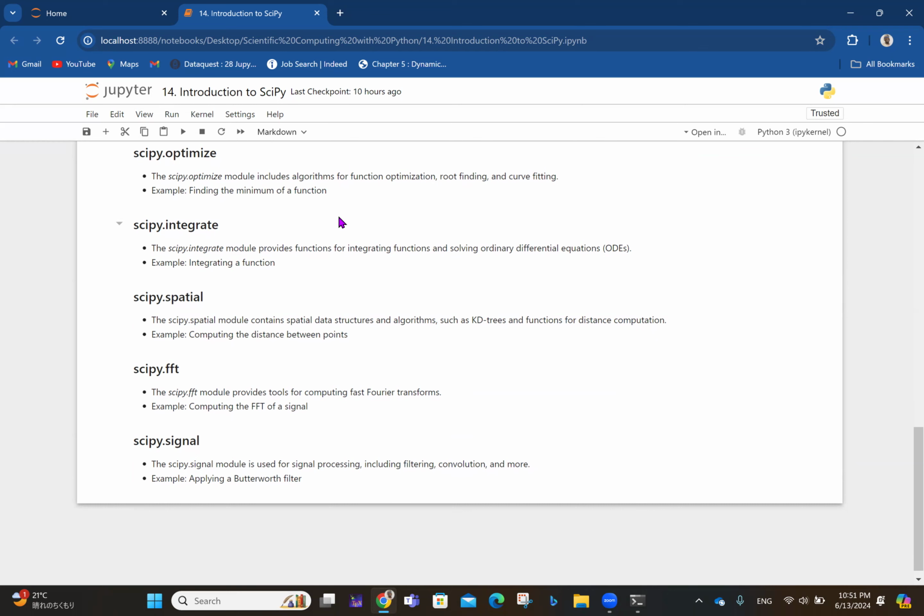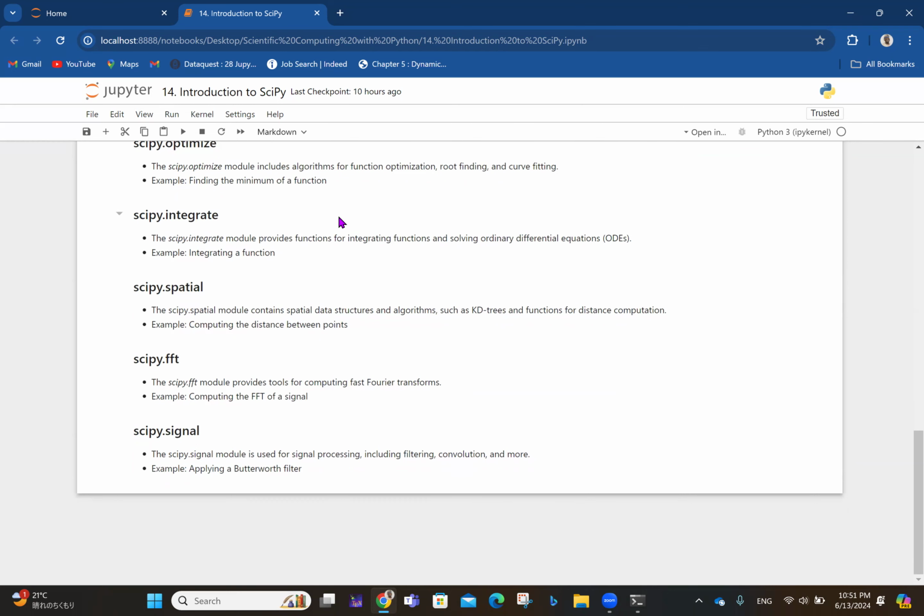And of course, there's SciPy Integrate. The SciPy Integrate module provides functions for integrating functions and solving ordinary differential equations. An example is integrating a function. You know, I have a playlist on basic calculus, which you can refer to. And you should know already that most phenomena in nature are actually represented using differential equations, either ordinary or partial differential equations.